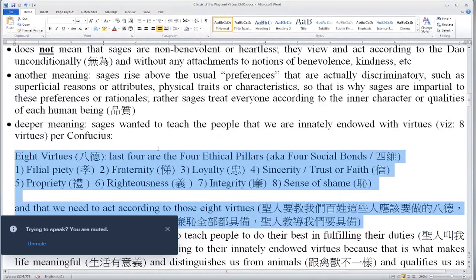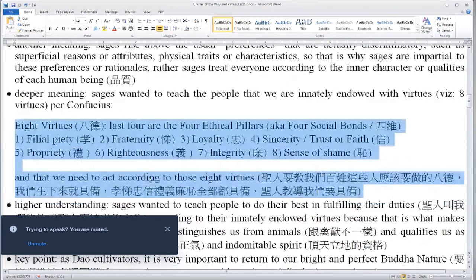A specific example would be the 8 virtues. We say filial piety, fraternity or brotherhood, loyalty, sincerity, trust or faith, propriety, righteousness, integrity, and sense of shame. Everybody has this. We're going to talk about number 4 a little bit later on, because it's more important. That's like the foundation, or cornerstone. So we need to act according to these 8 virtues.